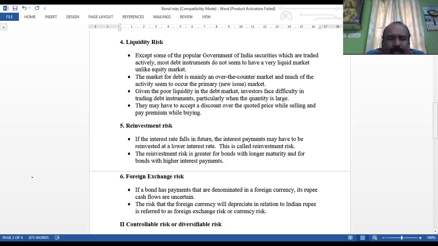Then we have foreign exchange risk. It's only for foreign bonds. When we have bonds from other countries or banks situated in foreign countries, we receive payments in foreign currencies, which are subject to currency fluctuations. So the bond has payments denominated in foreign currency, and the rupee cash flows are uncertain. The risk that the foreign currency will depreciate in relation to the Indian rupee is referred to as foreign exchange risk. Whenever we receive interest or principal payments in dollars or some other foreign currency, and this currency fluctuates, the risk arising from that instrument is called foreign exchange risk.